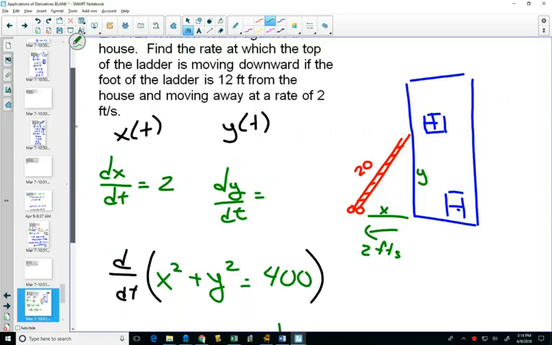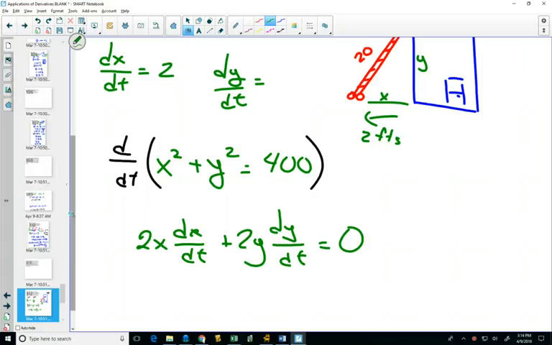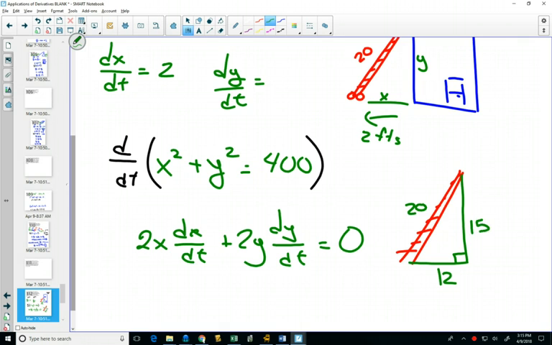Now, we're trying to find it when the ladder is 12 feet away from the house. So we're looking at this situation. Here's our ladder. At the moment, it's 12 feet away from the house. Do you recognize the triangle? It's another right-angled triangle. Excellent. Love it. And so you could do a squared plus b squared equals c squared and find out that this is 15. Not quite. 16. There we go. Another 3, 4, 5 triangle.